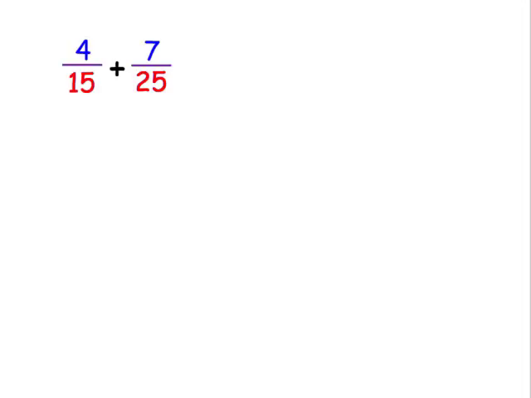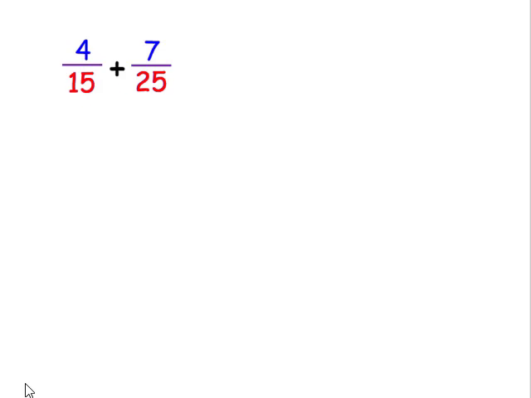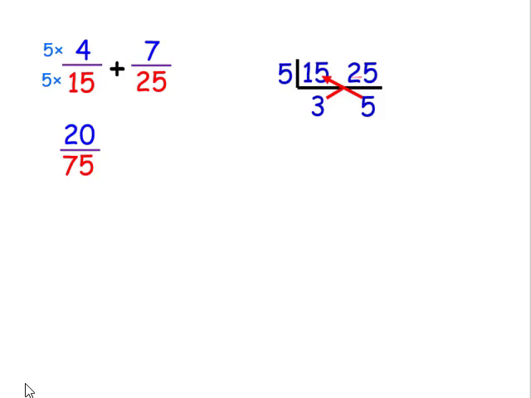Let's take a look at the first example. So step number 1, we're going to rewrite the fraction with the same denominator by finding the LCD. So what number can be factored out of 15 and 25? That would be 5. 15 divided by 5 is 3. 25 divided by 5 is 5. The fraction with a denominator 15 will be multiplied top and bottom by 5. The fraction with a denominator 25 will be multiplied top and bottom by 3.